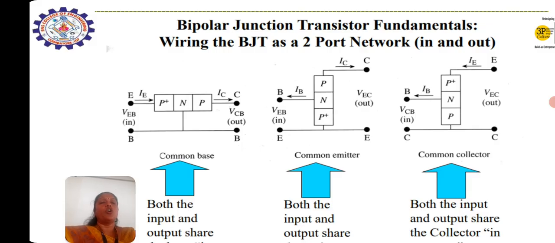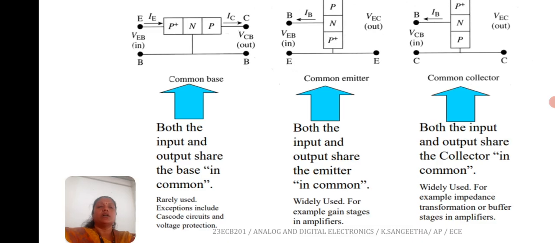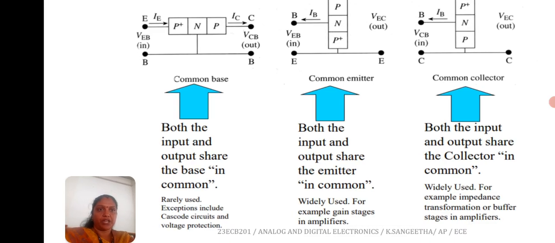In common emitter, both the input and output share the emitter junction. So the emitter junction is grounded. The input is applied between emitter and base. The output is collected between emitter and collector. So the input is VEB and the output is VEC. The input current is IB and the output current is IC. It is the widely used configuration. Common emitter configuration is widely used in many applications, but the common base configuration is rarely used.